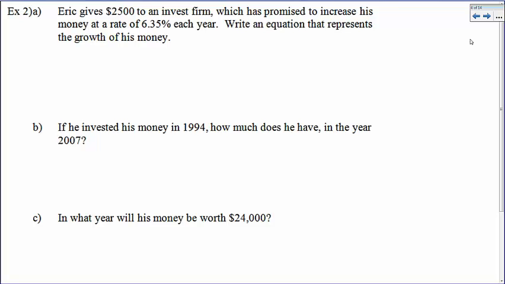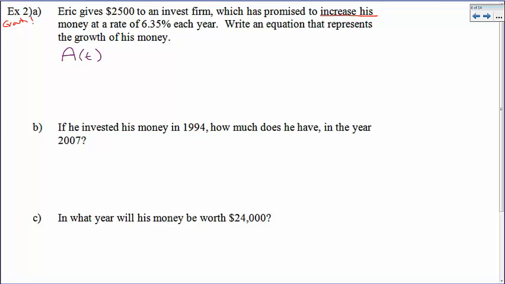How did you do? The first thing you should have recognized about this problem is that it is an exponential growth model based on the keywords that you see within the problem. Here, you see increase and at a rate. So you should instantaneously recognize this as an exponential growth problem.